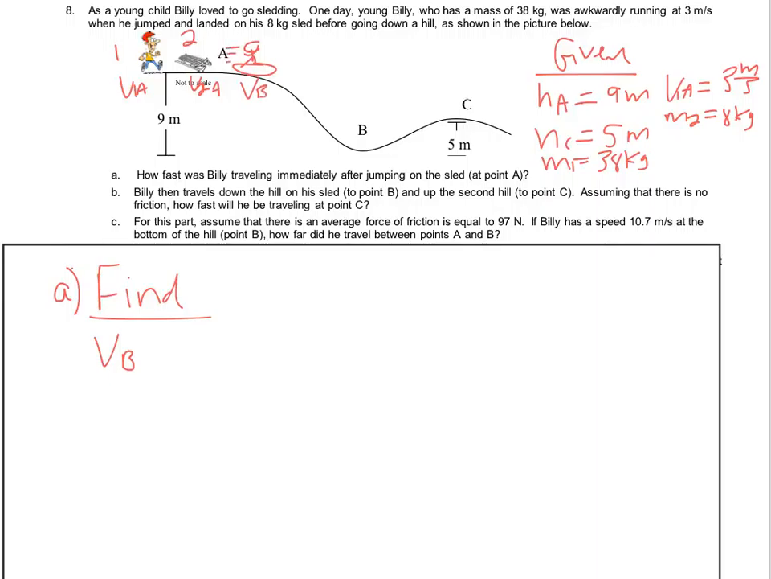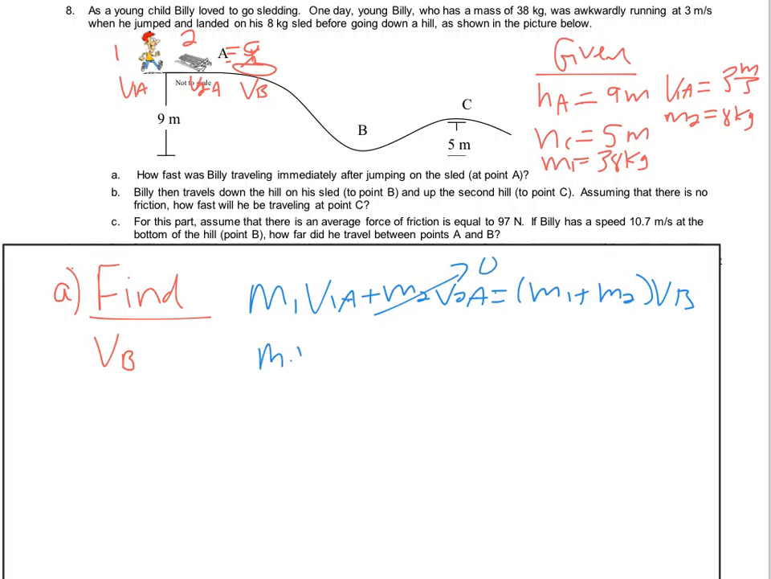So all we need right here is momentum. It's an inelastic collision. So M1 V1A plus M2 V2A equals (M1 plus M2) VB. The sled starts from rest, so that goes to 0. M1 V1A over (M1 plus M2) equals VB. So this is again how fast they're moving at point A once he hits the sled.